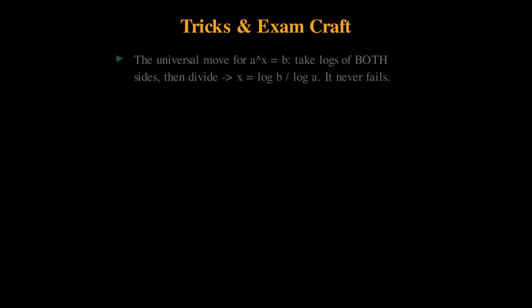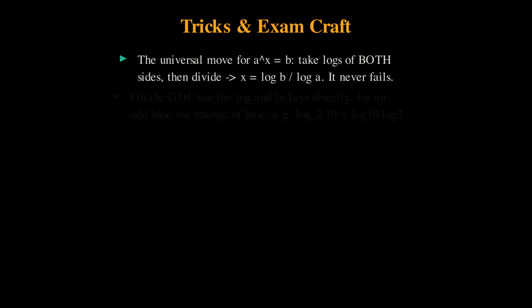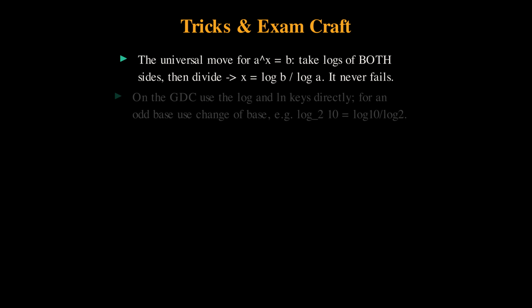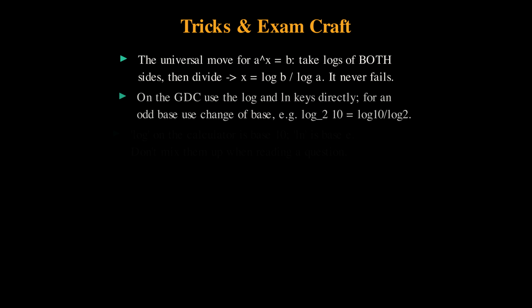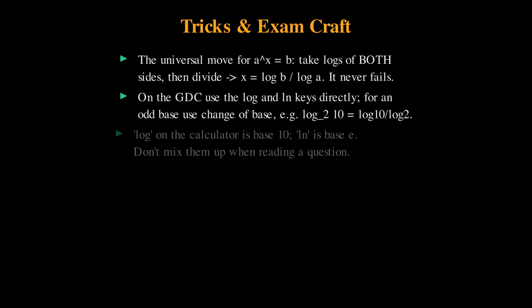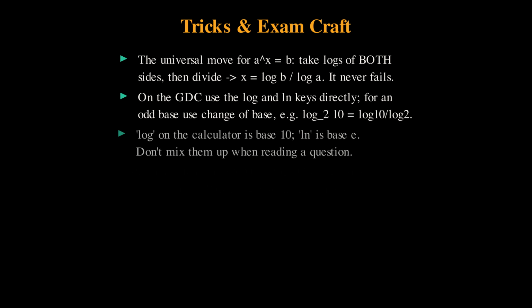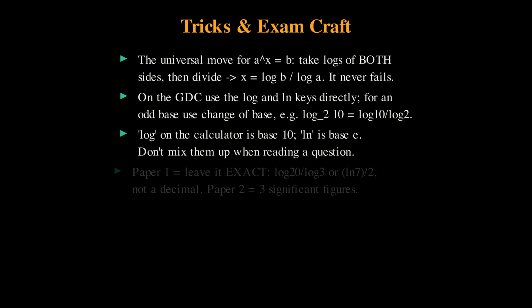1. For any equation with the unknown in the power, take logs of both sides and divide. x equals log b over log a every single time. 2. On your calculator, use the log and ln keys directly, and for an unusual base reach for change of base. Log base 2 of 10 is just log 10 over log 2. 3. Remember log on the calculator means base 10, while ln means base e. Don't confuse them.